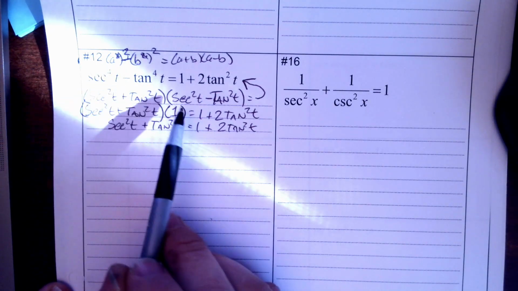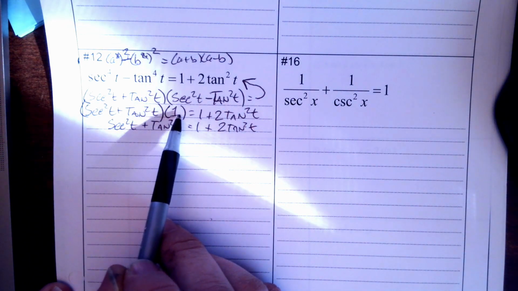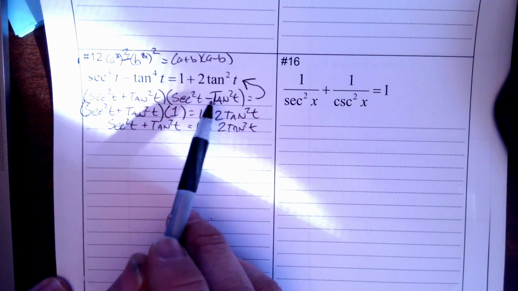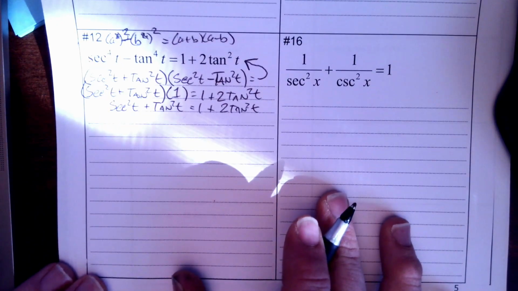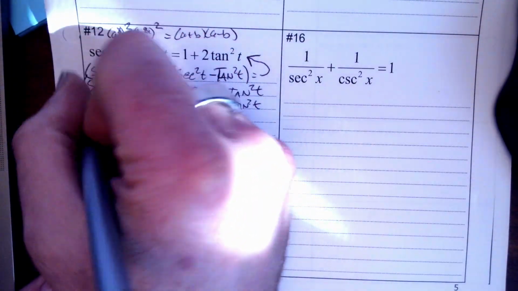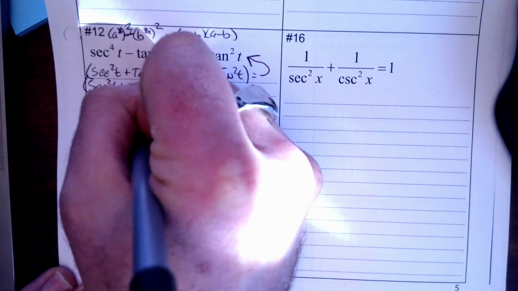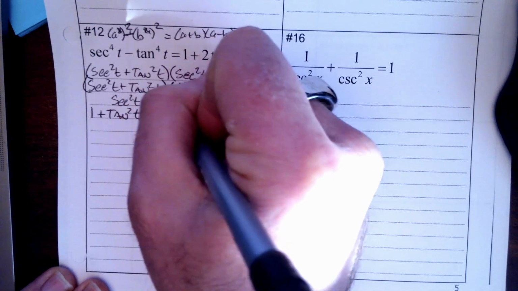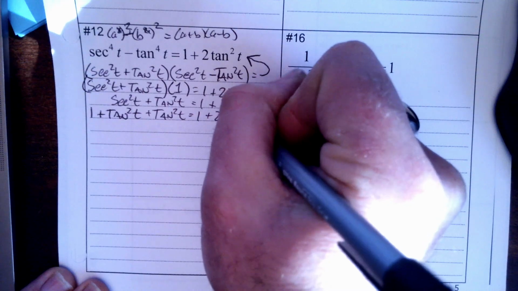And since secant squared minus tangent squared equals 1, we can say that secant squared equals 1 plus the tangent squared if we were to solve that and use one of the other rules. So we can actually take this secant squared and turn it into 1 plus a tangent squared of t, plus the other tangent squared of t that we've already got, equals 1 plus 2 times the tangent squared of t.